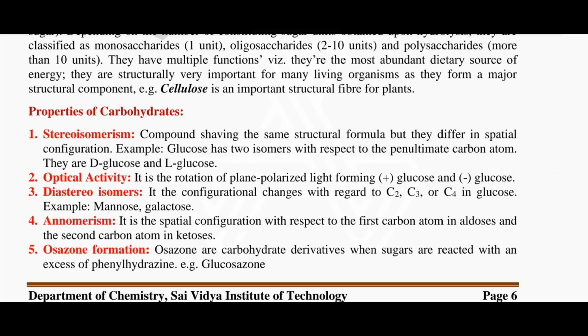Properties of carbohydrates. Stereoisomerism. Compounds having the same structural formula but differing in spatial configuration. Example: glucose has two isomers with respect to its penultimate carbon atom. They are D-glucose and L-glucose.